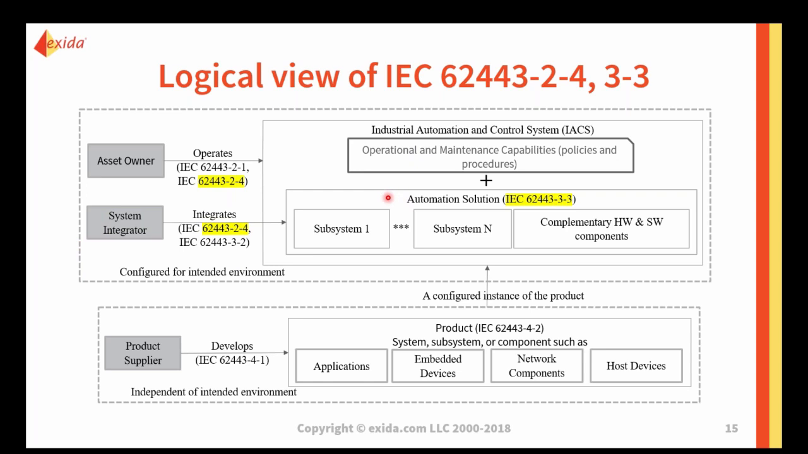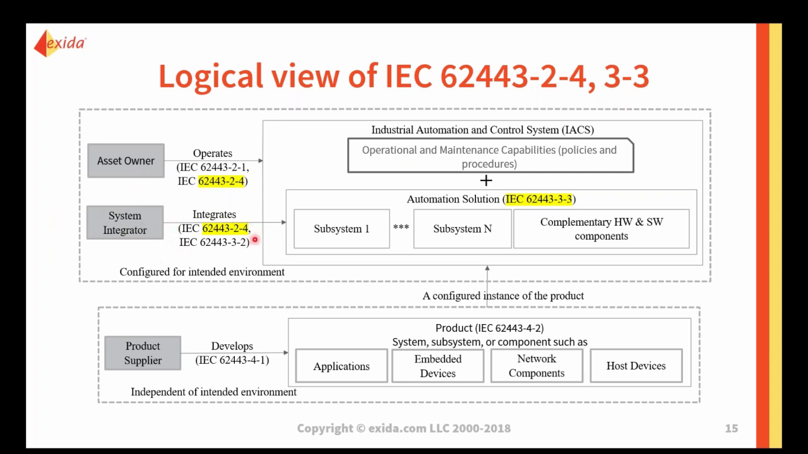And so the 2-4 standard as well as the 3-3 standard both use the term automation solution. And really what that is, is either the system that's put together by the integrator or the service that's offered by the provider. And so that is essentially what is being provided to the customer, called the automation solution. And that brings us to the last party in the view of the standards, and that's the asset owner.